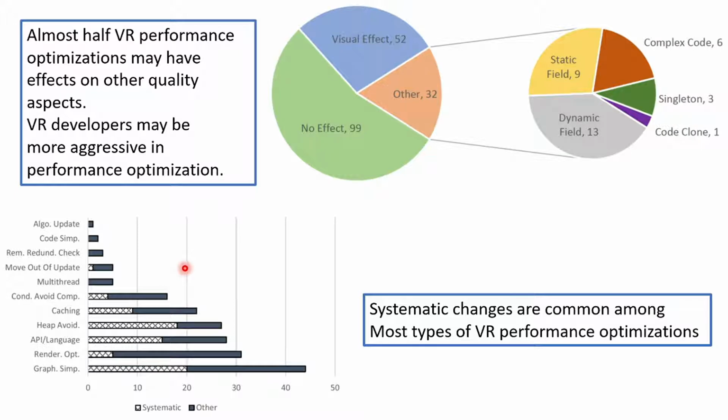We also find that systematic changes are very common among most of the types of VR performance optimizations.